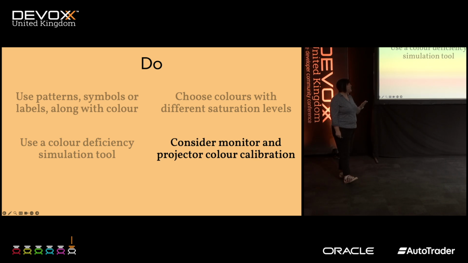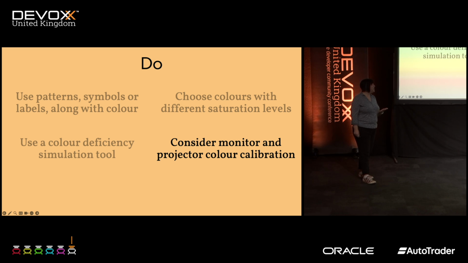Then we need to consider monitor and projection calibration. So you might see this is supposed to be white. Is it white? No, it's a kind of yellowy colour. And you're probably quite lucky in that case, because on some of the other screens here, this would have been really bright. So consider that.